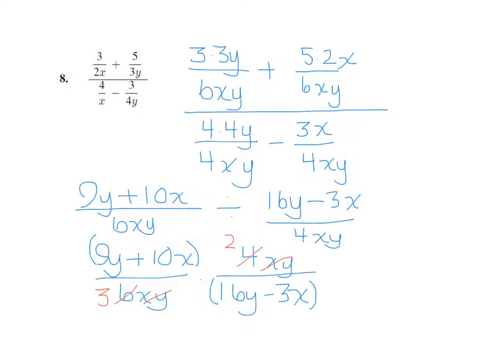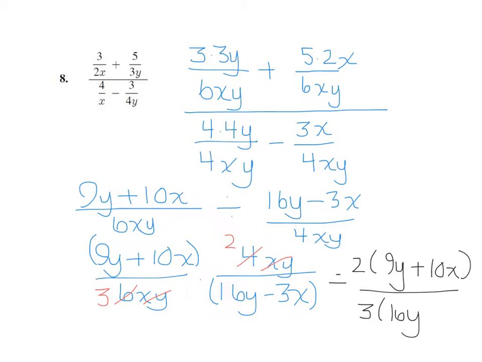So, in the end, we end up with just on top times top, we have a 2 times the quantity 9y plus 10x, and then bottom times bottom, we have 3 times the quantity 16y minus 3x.